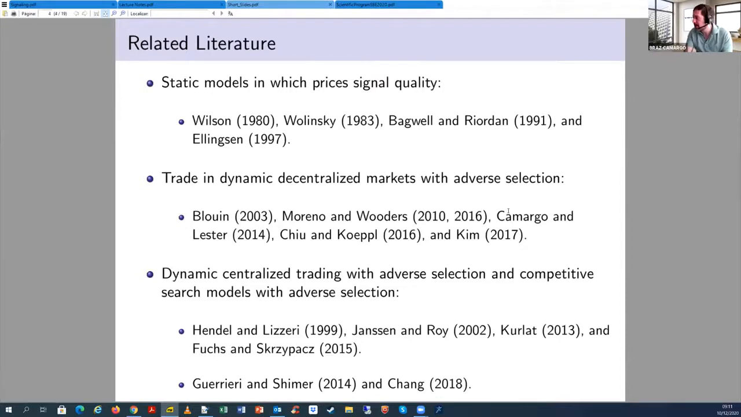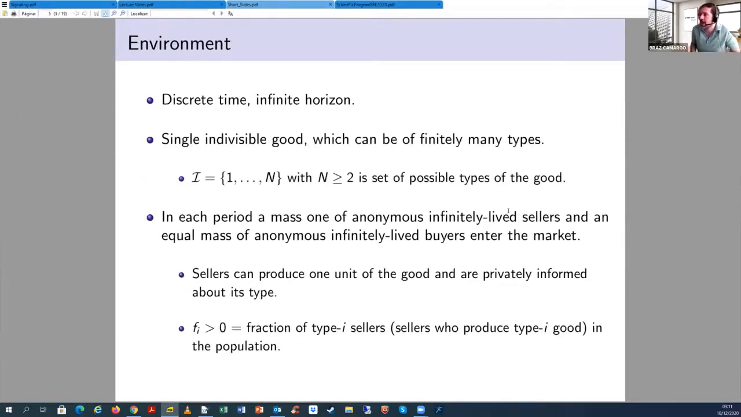Now, I'm not going to discuss the related literature. Anyway, it's a 30-minute talk, so I guess I'm excused for not doing that. Let me jump straight to the environment and walk you through some of the results in the paper. We think of a timing with discrete time and infinite horizon.